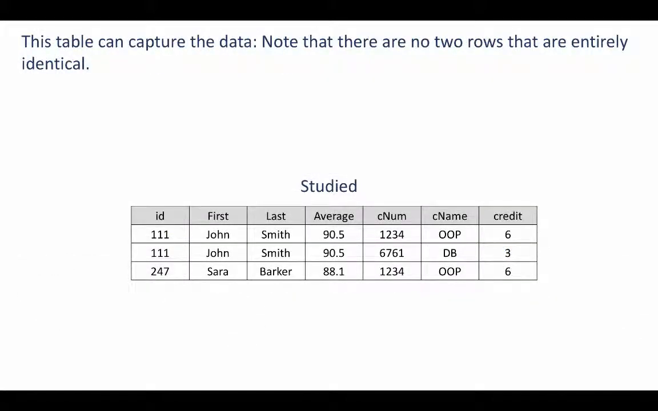Let's look in detail at this table. This table can capture all the data. You can see that there are no two rows that are entirely identical. One student can definitely take many courses. We can see that John Smith appears twice in this table, but since he took a different course each time, the line of John Smith is not entirely identical, so we can repeat it.